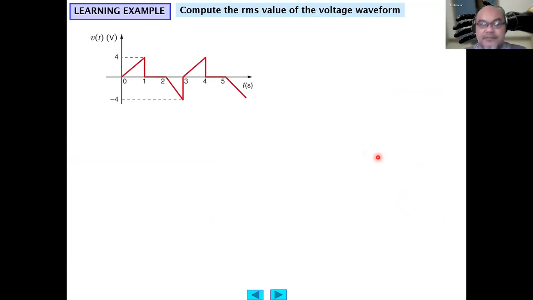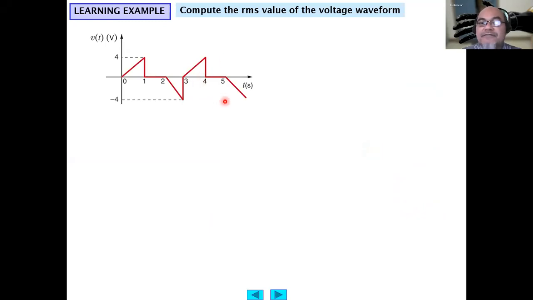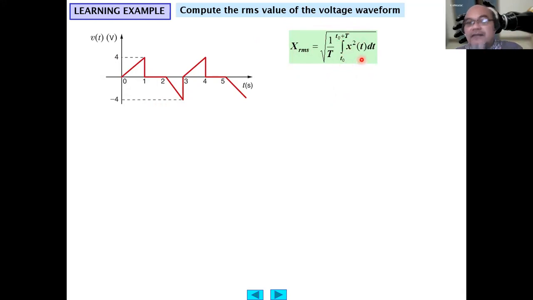Let's try some examples here. For example, here we have this kind of voltage waveform. Compute the RMS value of this waveform. So use the formula of RMS, the value of X RMS: root mean square. Remember, root of the mean of the square. The mean will be 1 over T integral from t0 until t0 plus T of the square of the signal, x squared t dt.